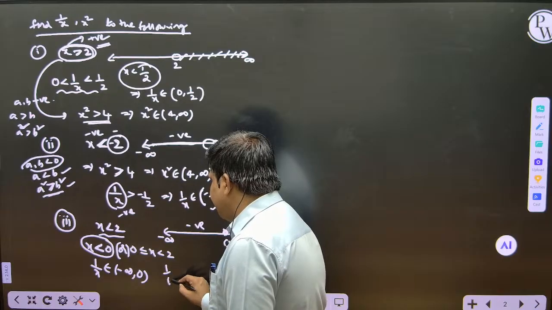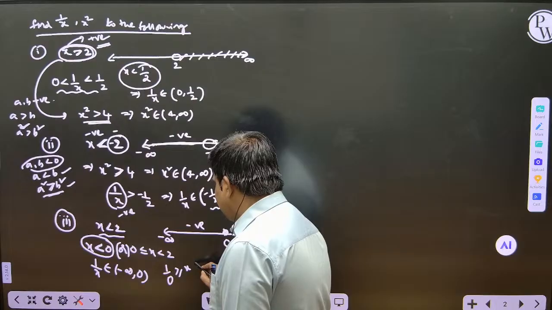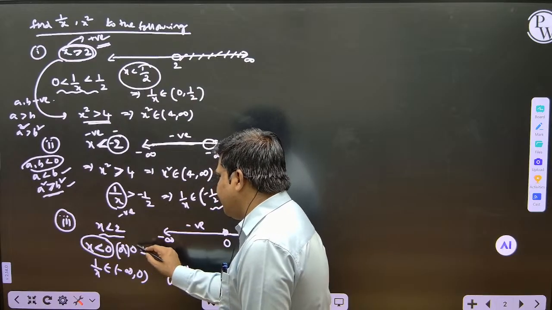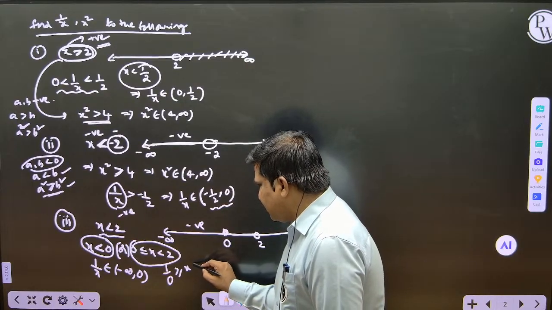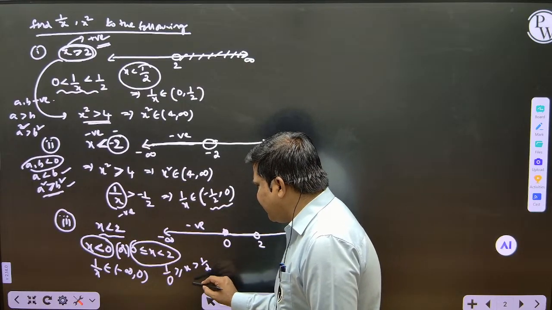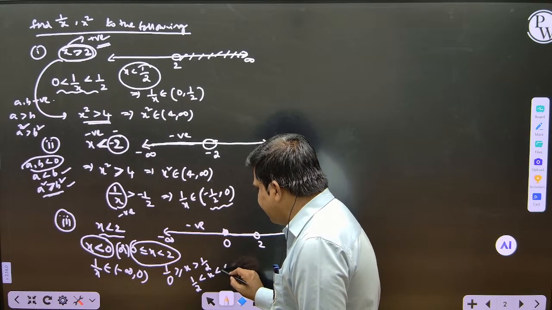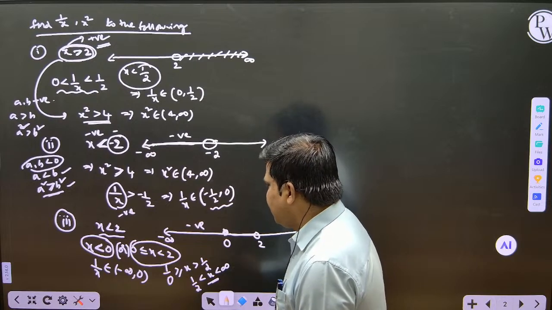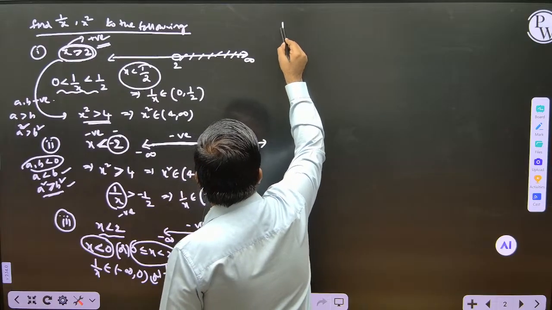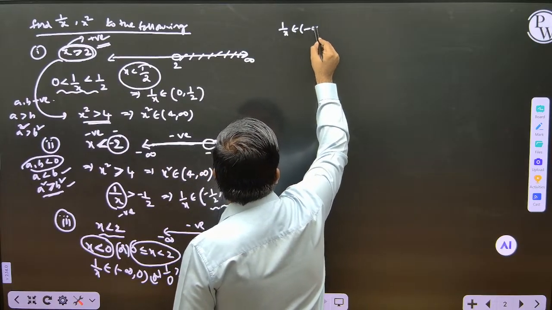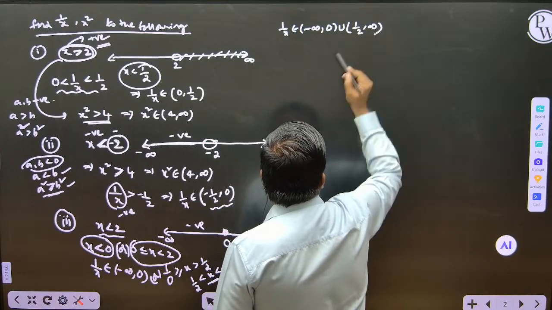Next, 1 by 0 greater than or equal to x. By taking the reciprocal, the inequality will change, so greater than 1 by 2. Finally, it is 1 by 2 less than x less than infinity. So finally, 1 by x belongs to minus infinity comma 0 union 1 by 2 to infinity.